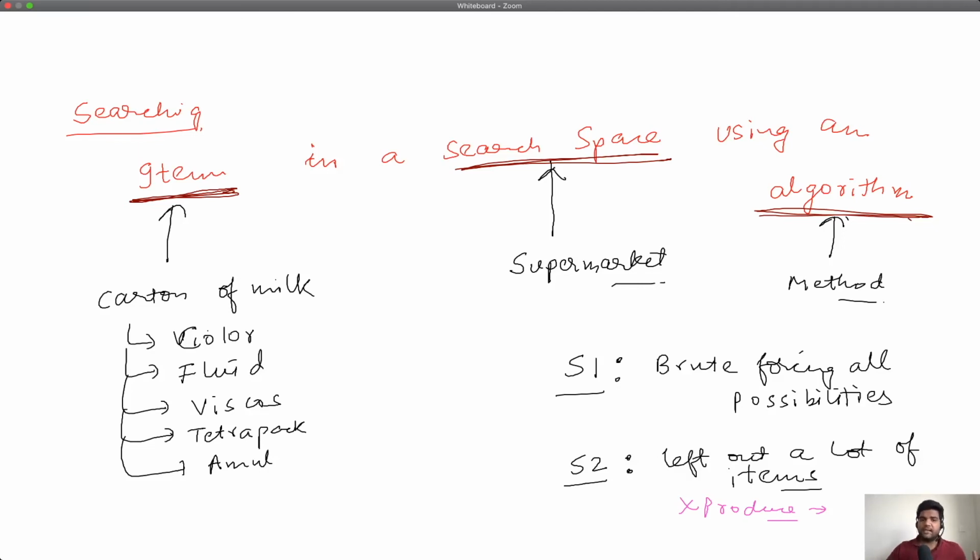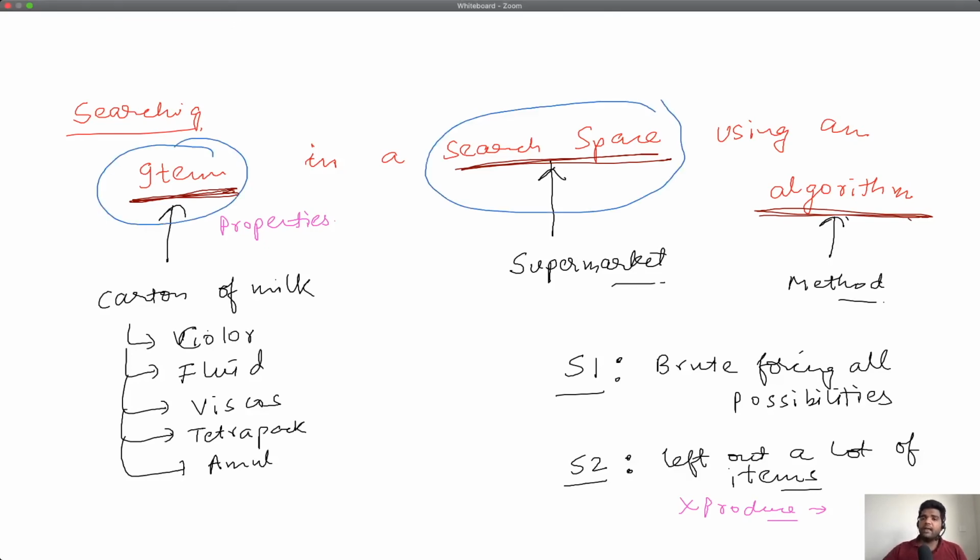So this is basically, in a nutshell, what searching is and what the main components are. Searching is the process of looking for a particular item with some properties in a search space using a certain algorithm. So the typical components of searching are the item that you are looking for, the search space where you are looking for that item, and the algorithm or the method that you are employing to search for that item in the search space.